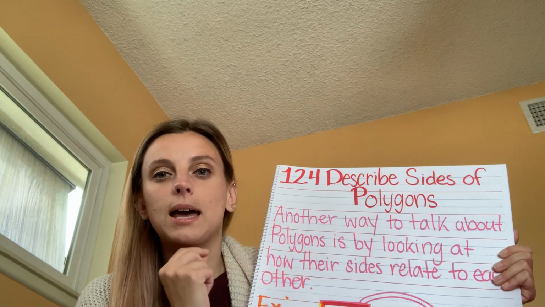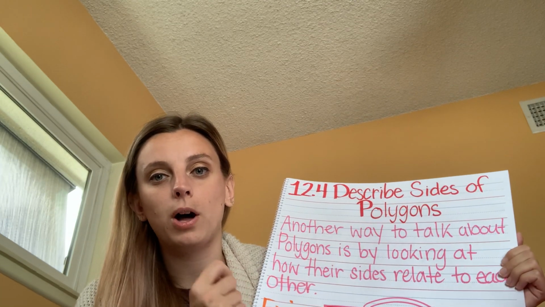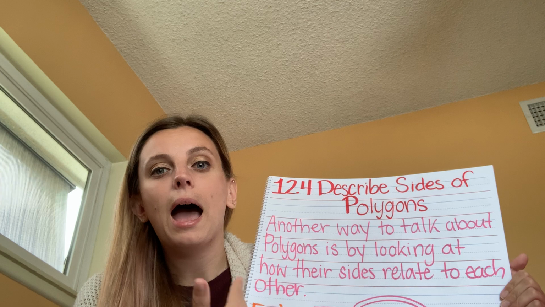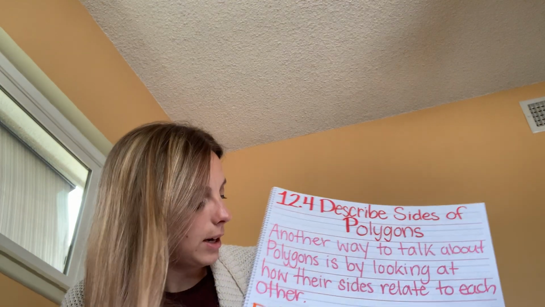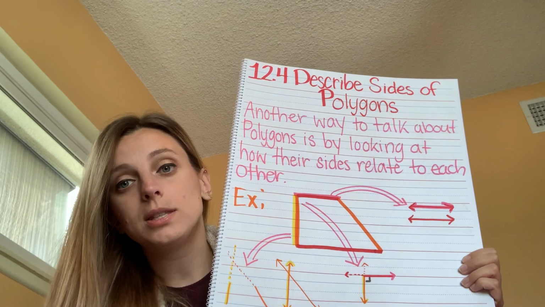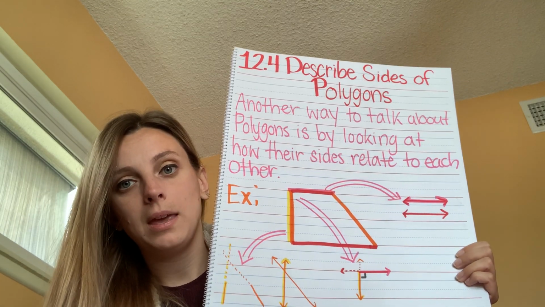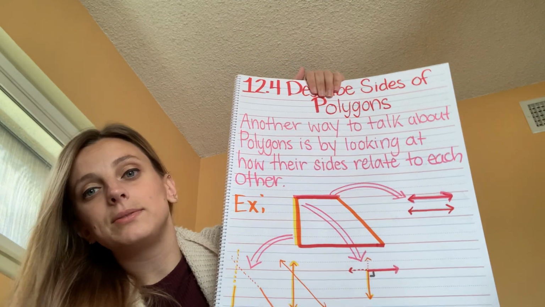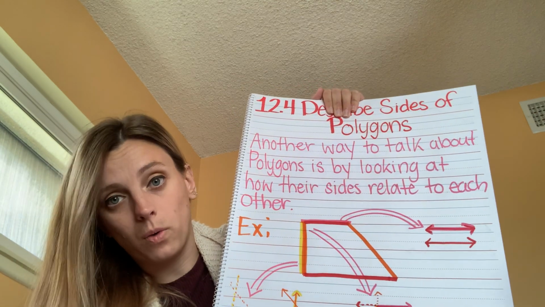So we're going to learn 3 important vocabulary words today, and those have to do with how those sides relate to one another. Our big idea for today is that another way we can talk about polygons is by talking about how their sides relate to one another. Here's an example of what I'm talking about. This is a quadrilateral. It's a 4-sided polygon, but its sides have different relationships that I can talk about.